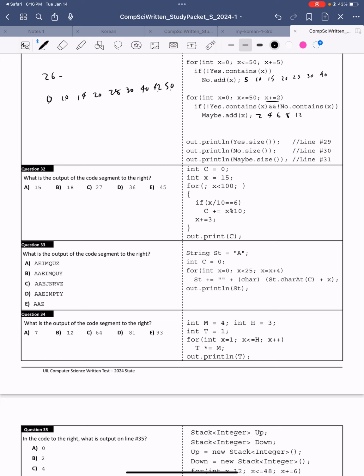So let's look. X starts at 15. 15 divided by 10 is just going to be 1. Do we get 6? No, so we keep adding 3. So let's just look at the multiples of 3 where the tens digit is a 6. Well, that's going to be the 60s, right? So 60, 63, 66, 69, right?